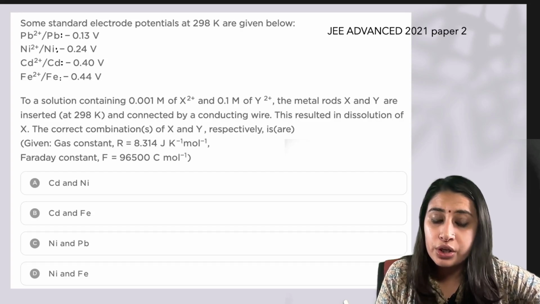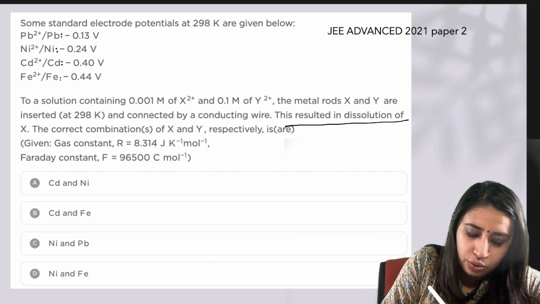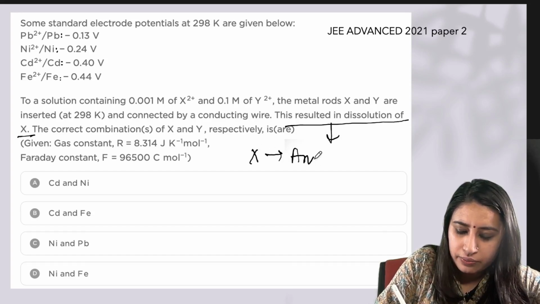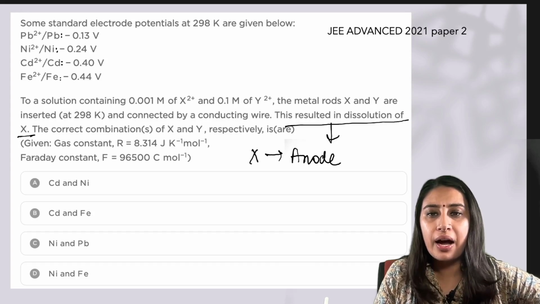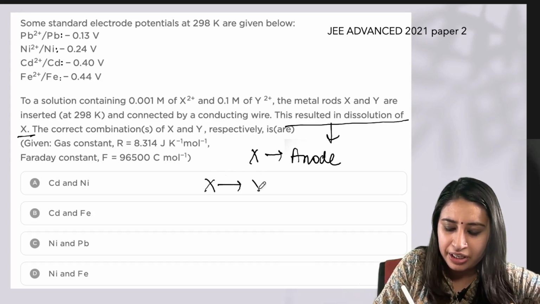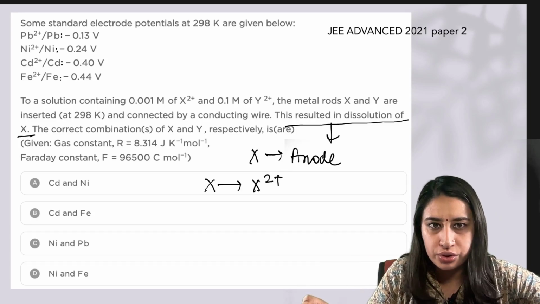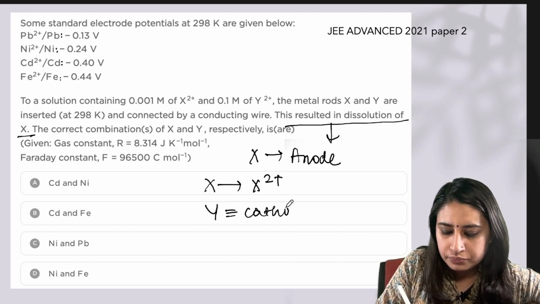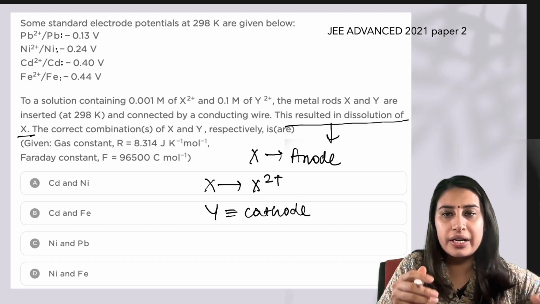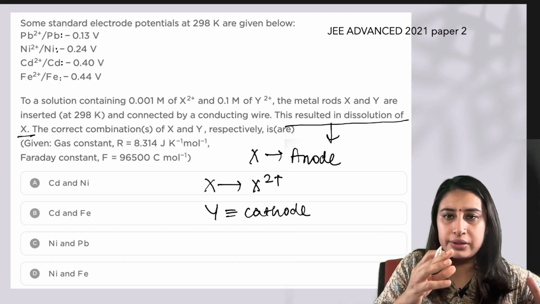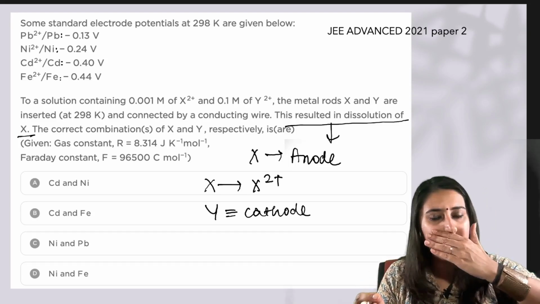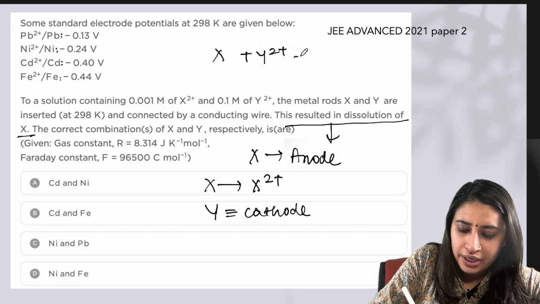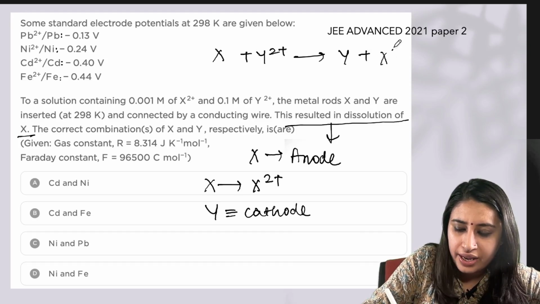This resulted in dissolution of x. This is a breakthrough for us. This clearly indicates that x is our anode, because it is undergoing dissolution, meaning x is becoming x2+. So y indirectly means it is the cathode. You know that we write the anode on the left side and the cathode on the right side. So everything is sorted. x combines with y2+ to give y and x2+.